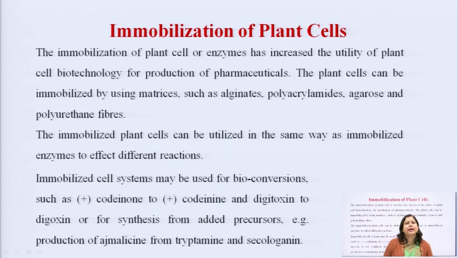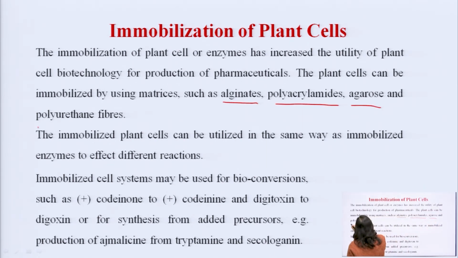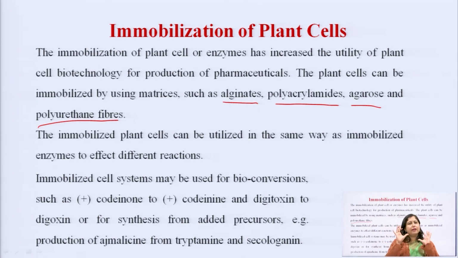The plant cells can be immobilized by using matrix substances like alginates, polyacrylamides, agarose, and polyurethane fibers. These substances can fix the plant cell at a particular place. Once they are fixed at a particular place, any kind of processes or methods can be adopted on these plant cells. The immobilized plant cells can be utilized in the same way as immobilized enzymes to effect different reactions.